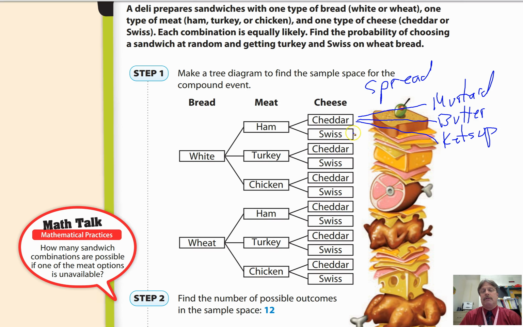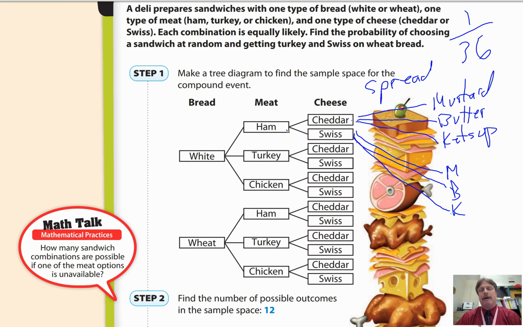So I have 1, 2, 3, 4, 5, 6, 7, 8, 9, 10, 11, 12. I'm putting 3 more on each one of these because this one would be mustard, butter, and ketchup, and we do the same thing here and here and here and all the way down. So now if I take 3 times 12 to make it easy, I now have 36 possible outcomes. And if I wanted the white with ham and Swiss and mustard, I still only have 1, but I've changed my probability. So the tree diagram is pretty powerful on helping you be able to visualize and come up with your different outcomes.